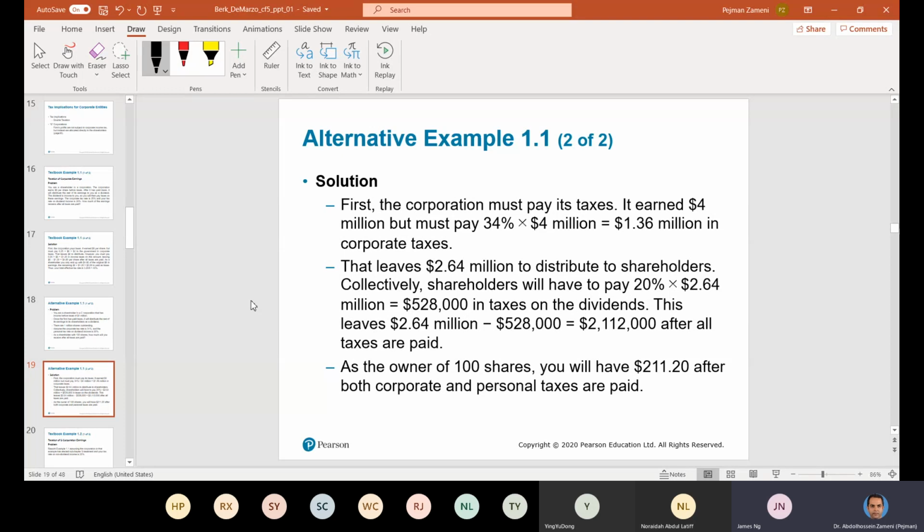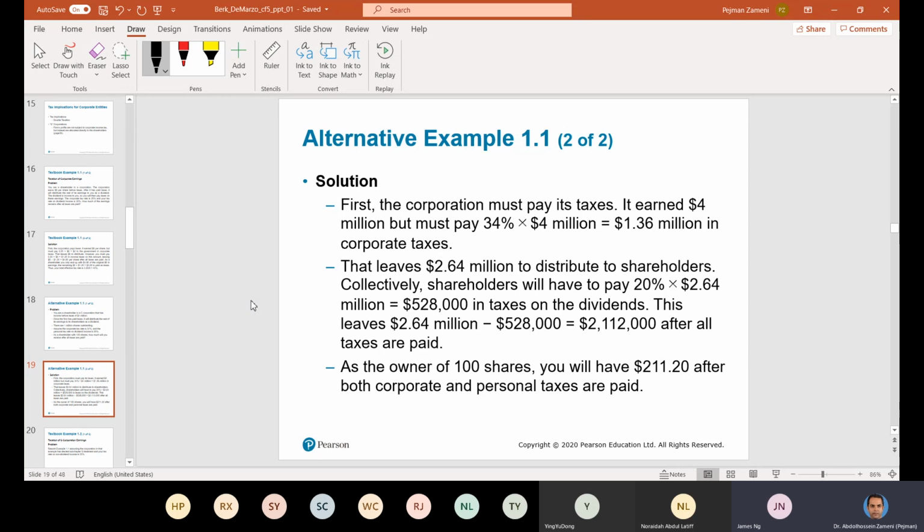Okay, solution. First, the corporation must pay taxes. It earned $4 million, but must pay 34% tax, which equals $1.36 million in corporate taxes. Then we deduct the 1.36 from the 4, which leaves us with 2.64. That leaves $2.64 million to distribute to shareholders. Collectively, shareholders will have to pay 20% multiplied by 2.64 million, which equals $528,000 in taxes on the dividend. This leaves 2.64 million minus $528,000 equal to 2,112,000 after all taxes are paid.